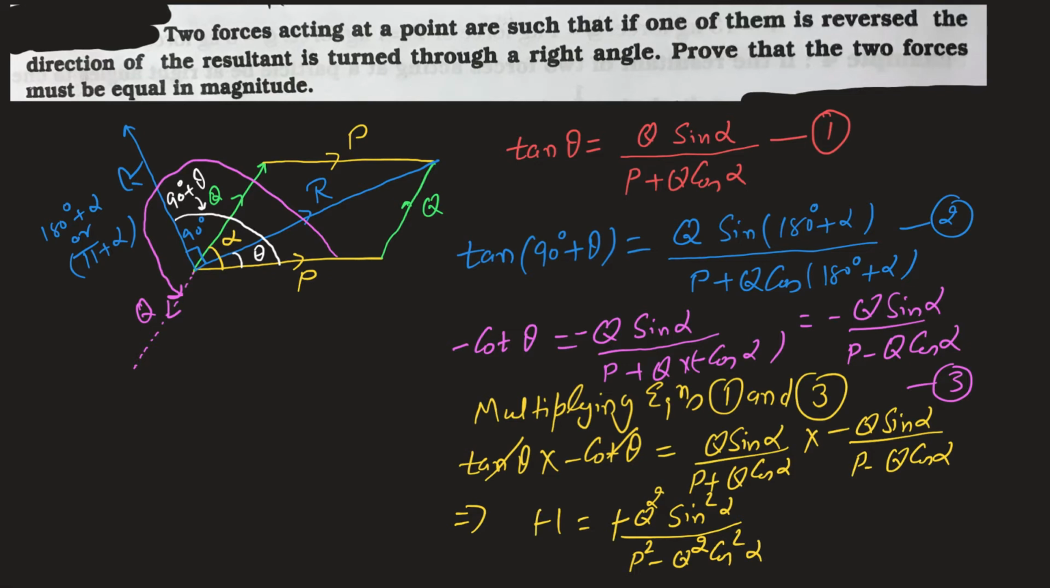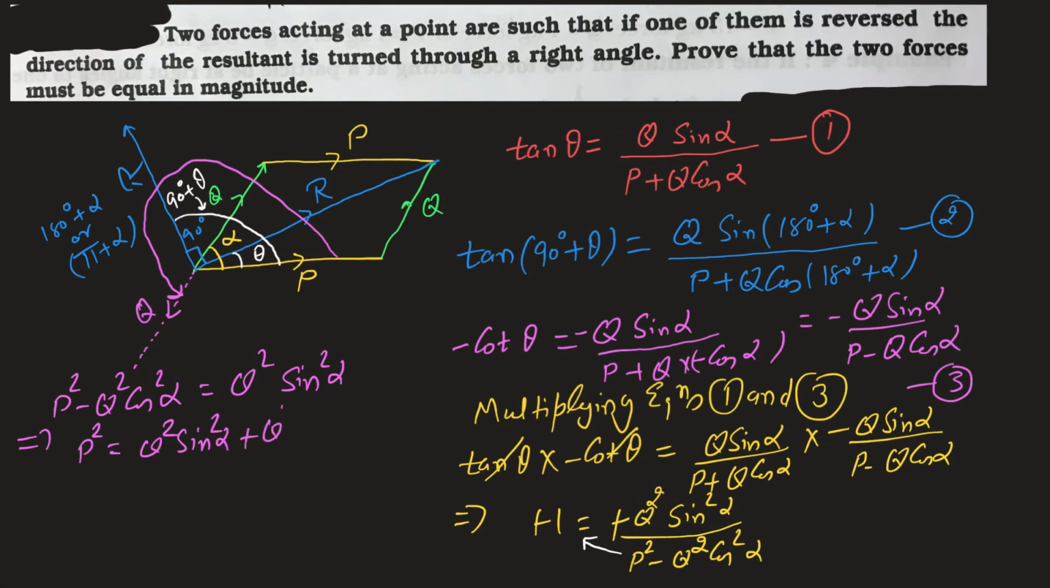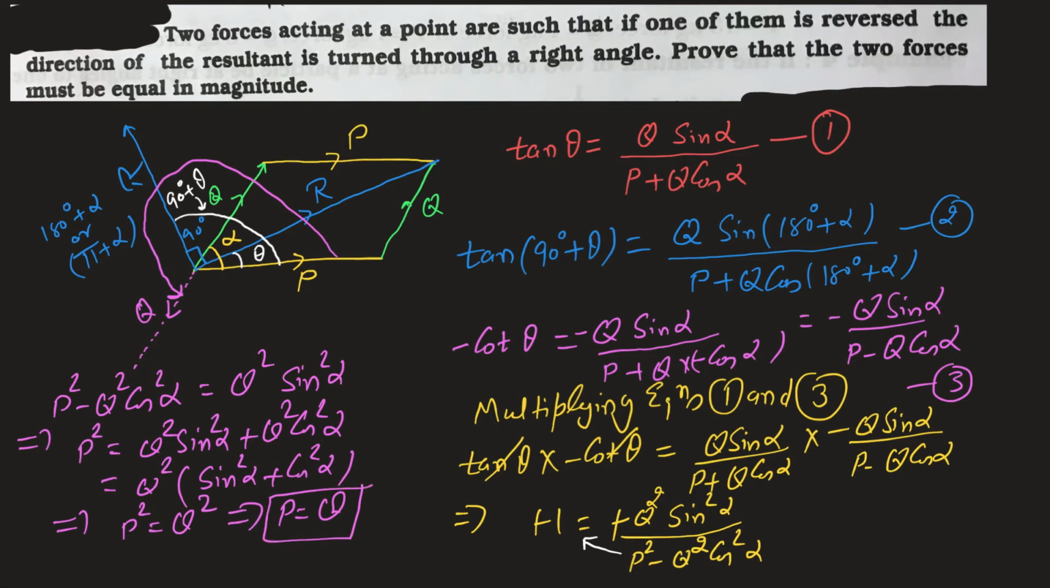So now I am going to take this term over there. This will make p square minus q square cos square alpha is equal to q square sin square alpha. So this will simply give p square is equal to q square sin square alpha plus q square cos square alpha. I am going to take q square outside, sin square alpha plus cos square alpha. This implies that p square is equal to q square, implies p is equal to q. So I think that is what we were required to prove. The two forces must be equal in magnitude, both p and q. If they follow this case, they must be equal in magnitude. So we have shown it.